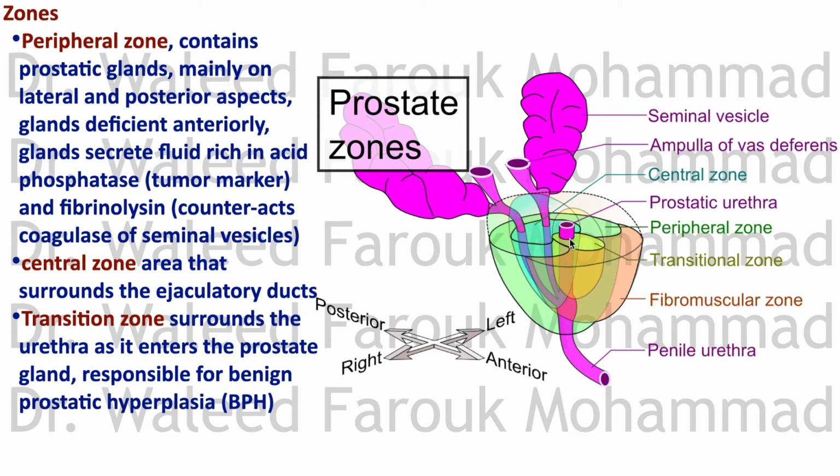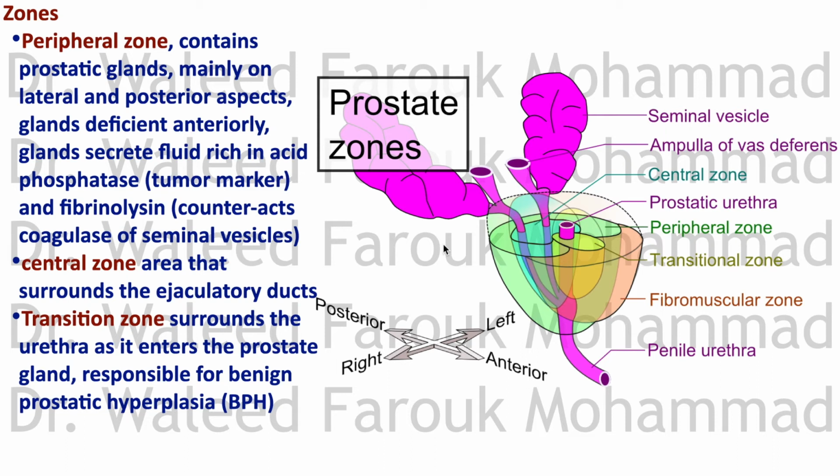As you can see, there are no glands anteriorly. They are deficient anteriorly. The glands secrete a fluid rich in phosphatase, and the output of this phosphatase is increased from the prostate in cases of prostate carcinoma or cancer of the prostate. So they use it as a tumor marker. If they are suspecting a tumor in the prostate, they just have to measure the levels of phosphatases, and if they find them increased, this is a prostatic tumor marker for cancer of the prostate.